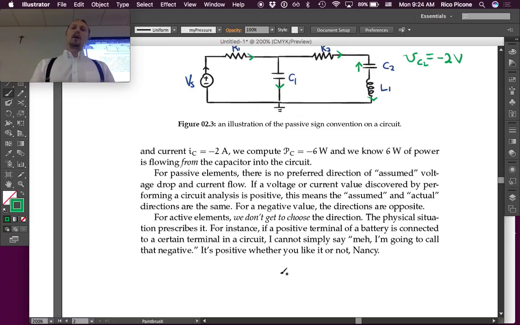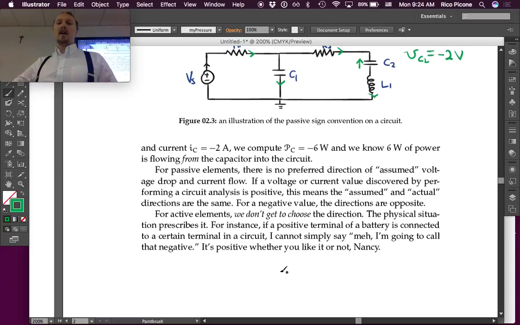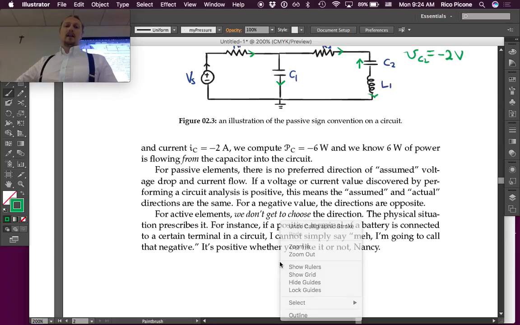For active elements, we don't get to choose the direction. The physical situation prescribes it. For instance, if a positive terminal of a battery is connected to a certain terminal in the circuit, we cannot simply say, meh, I'm going to call that negative. It's positive whether you like it or not, Nancy.